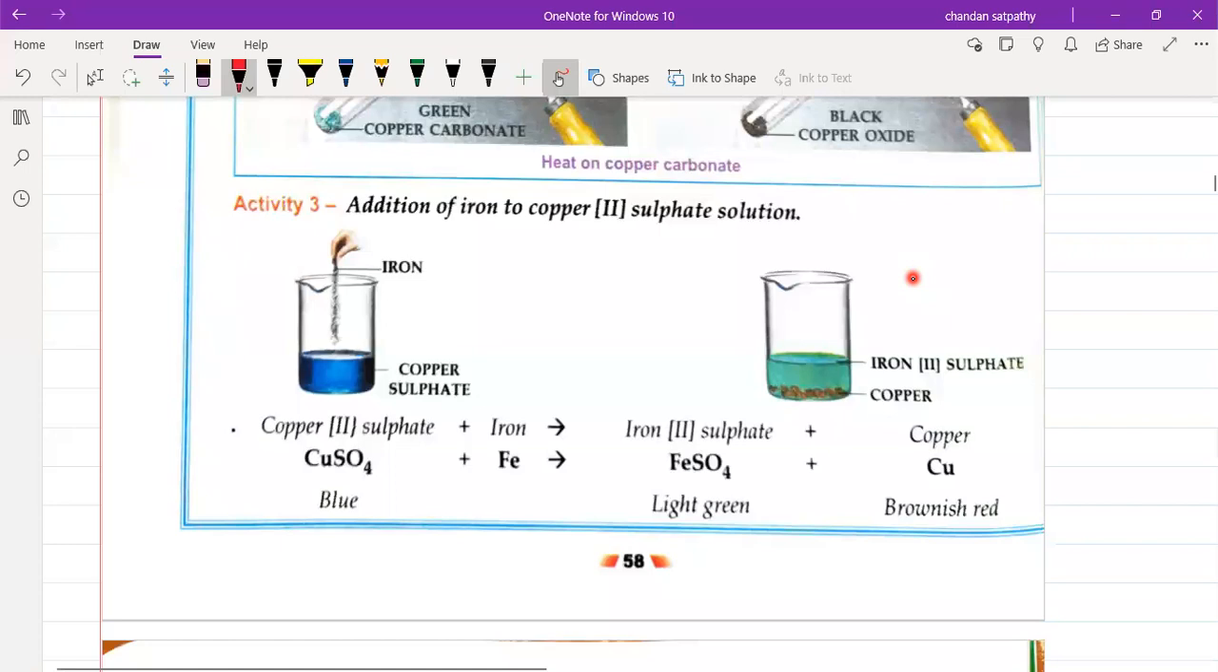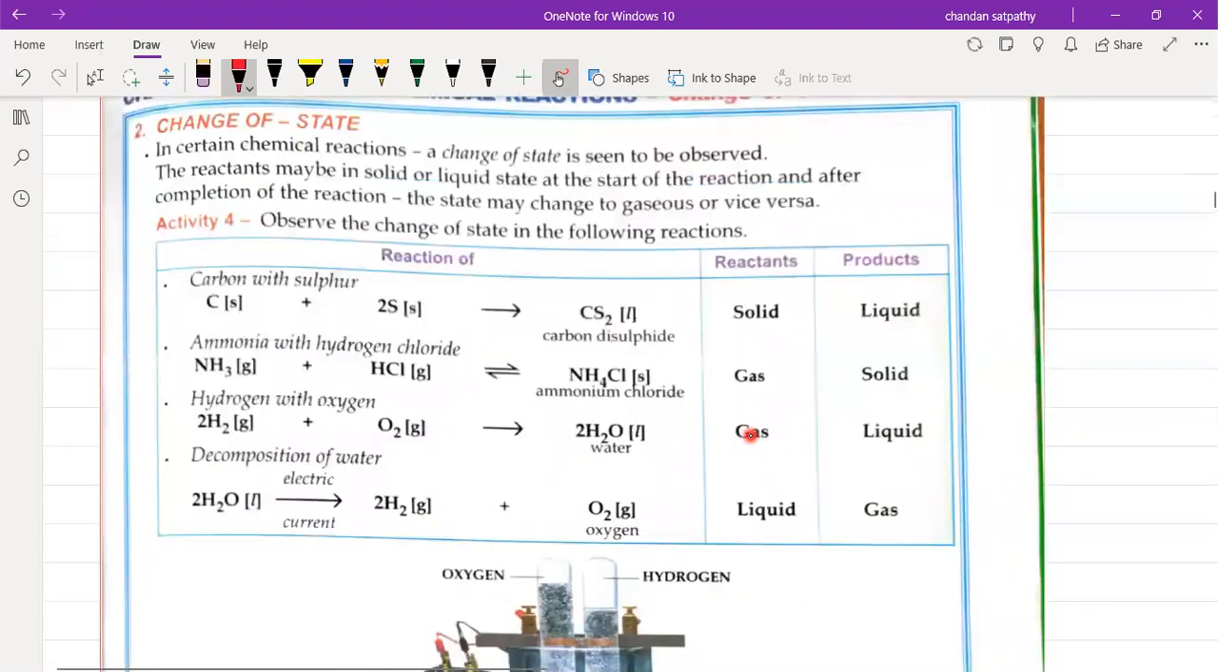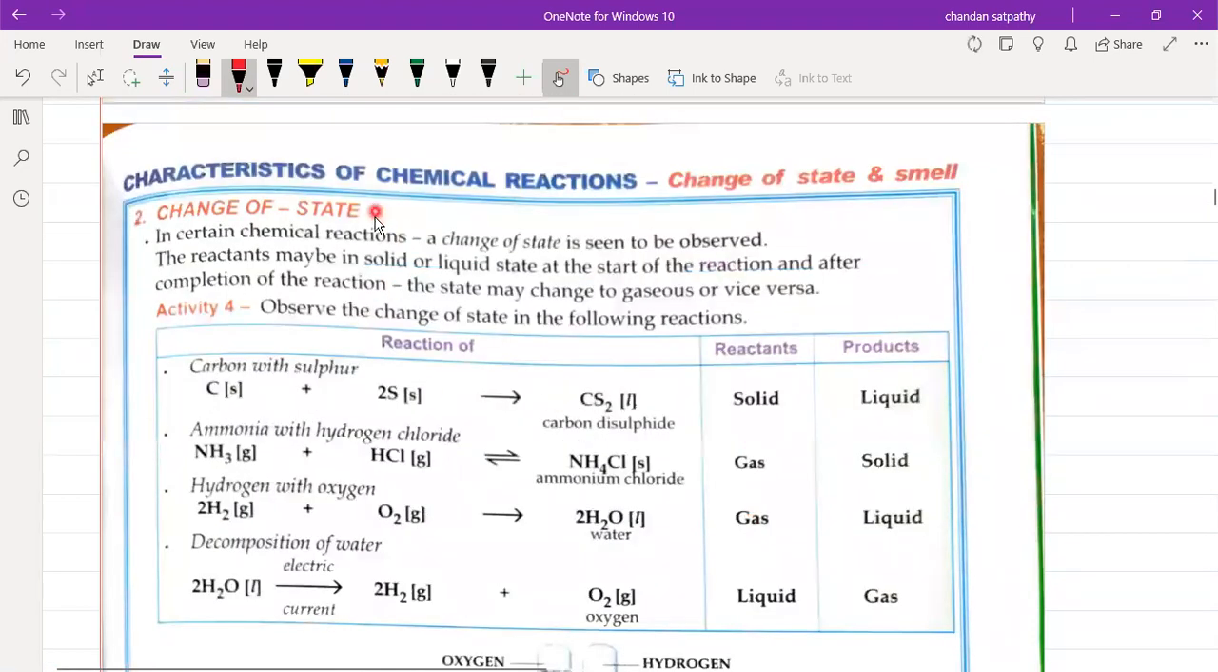Next, we'll see one more activity which can be done in the lab, of course not now. Copper sulfate is a blue color solution. When you put an iron nail inside it, after some time the color of the solution changes to green, because from copper sulfate it has become ferrous sulfate, or iron sulfate. The next characteristic of a reaction is change of state. Yes, in some reactions, the state changes.